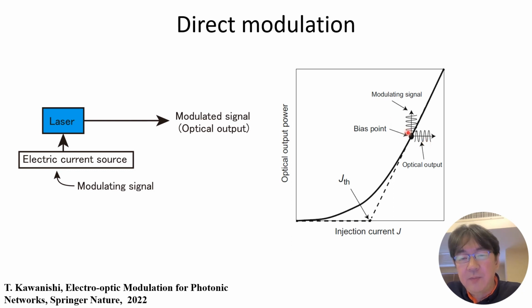If we change the bias point, for example, like this, the output power will be small, and we will lose the linearity. So we have to define the bias point properly.